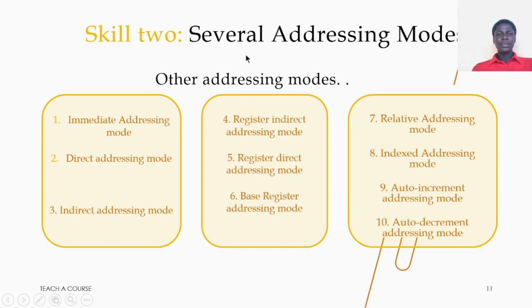Okay, so let's look at other addressing modes. With this one, we have the immediate addressing mode, the direct addressing mode, the indirect addressing mode, the register indirect, the register direct addressing modes, the base register addressing mode. We have relative addressing mode, the index addressing mode, and then the auto increment addressing mode. Since you have auto increment, we also have the auto decrement addressing mode.